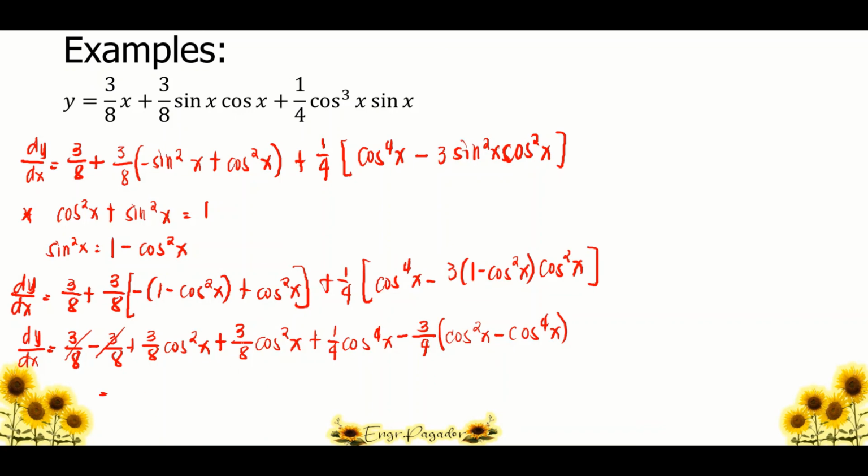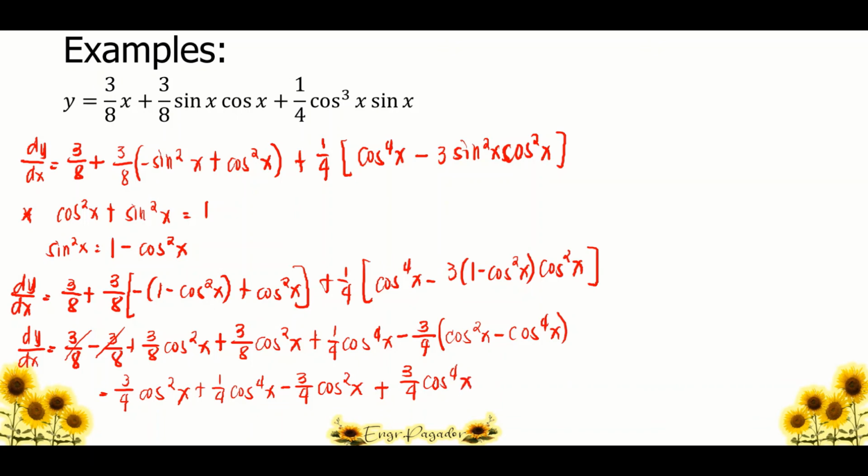3/8 cosine squared x plus 3/8 cosine squared x, we can actually add these. So, it becomes 3/4 cosine squared x. And then, we copy 1/4 cosine raised to 4x. And then, distribute again to the binomial. So, negative 3 over 4 cosine squared x. And negative times negative is positive: 3 over 4 cosine raised to 4x.